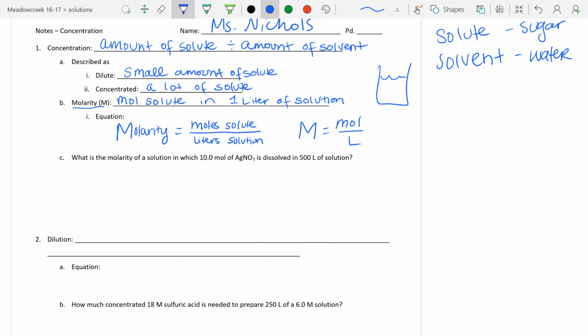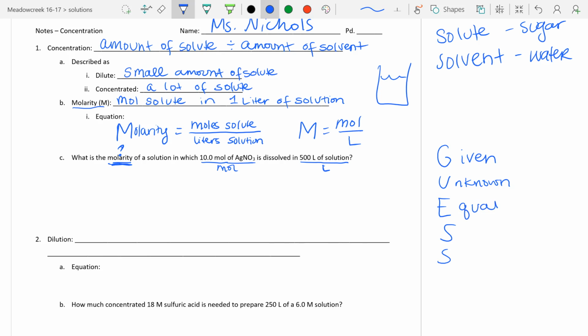So let's look at this practice problem. What is the molarity, so molarity is my question mark, I don't know what it is, of a solution in which 10.0 moles of AgNO3 is dissolved in 500 liters of solution. Okay, so first thing, remember we use the GUESS method, G-U-E-S-S. The first step, G, is given. We write down the things that we're given. Well, we are given our moles and we're given our liters. What is our unknown? That's our U. Our unknown is our molarity. We do not know our molarity.